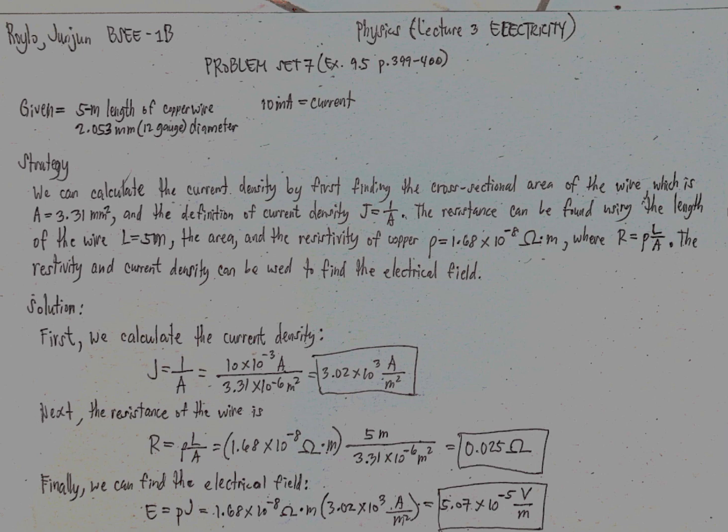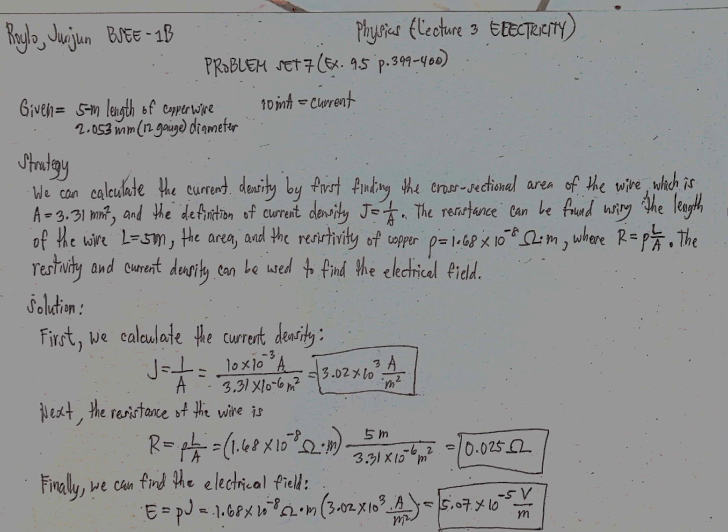The resistance can be found using the length of the wire. Length is 5 meters, and the area and the resistivity of copper wire equals 1.68 times 10 to the power of negative 8 ohm meters, where R equals resistivity times L over A. The resistivity and the current density can be used to find the electrical field.